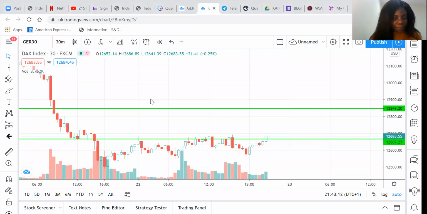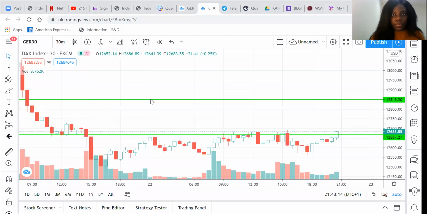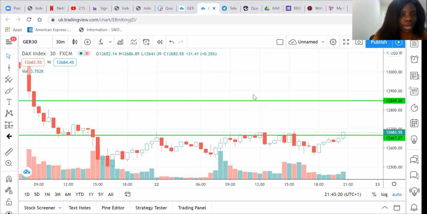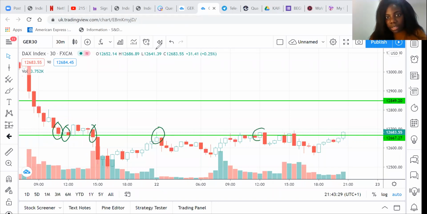this green line here, okay, price has hit it once, twice, 3 times. Okay, you can see how many times price has hit this area. So this is a zone. Okay.